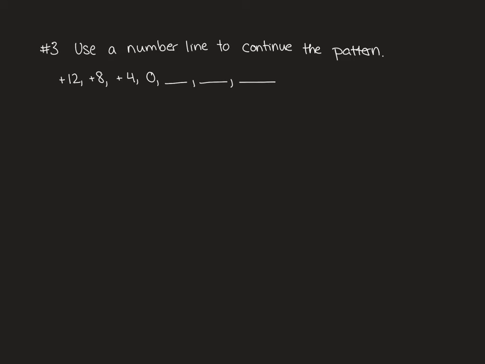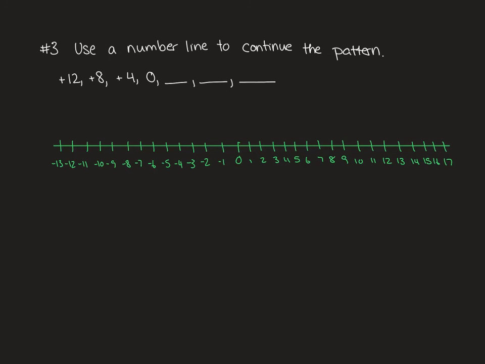Question 3 is going to ask you to use a number line to continue the pattern. So we need to start by drawing a number line. So once you've drawn your number line, you're going to start by finding the points. So we started at positive 12, positive 8, positive 4, and 0.